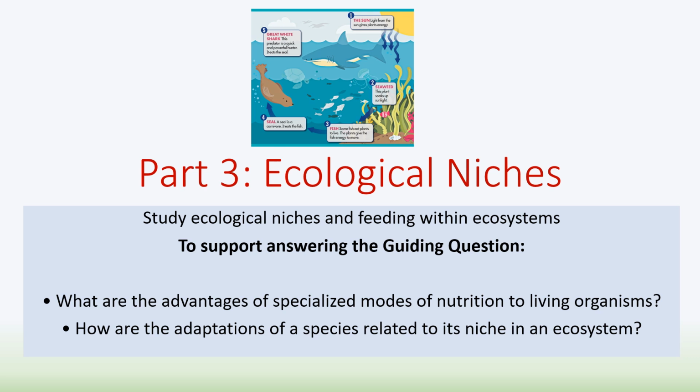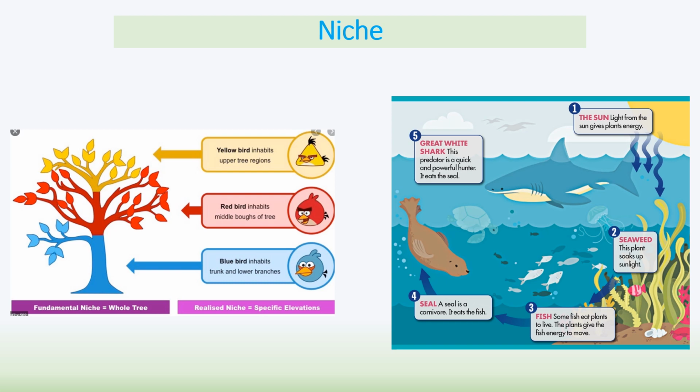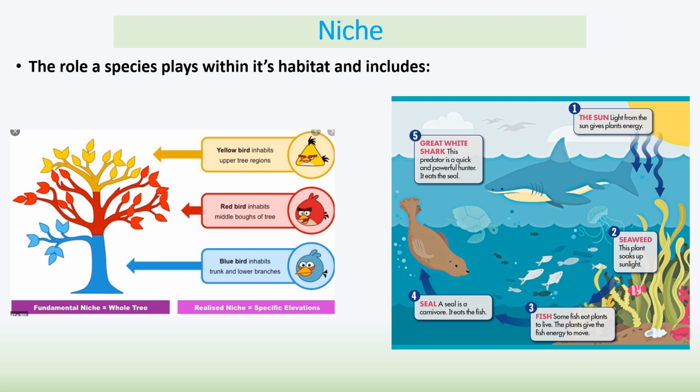So then part 3 is looking at something called ecological niches. An ecological niche and linking it to feeding within ecosystems. So the niche is a key word. A key word that people do get confused with, and you will see different interpretations of this word. But what I would say is it is the role a species plays within its habitat. Some people would say it's the position of a species in the habitat. I prefer the word role because it specifies it.